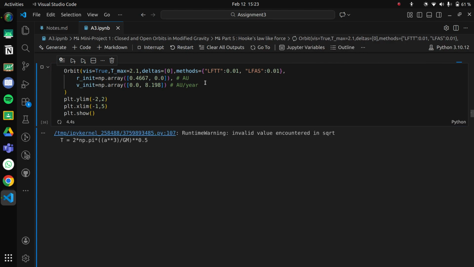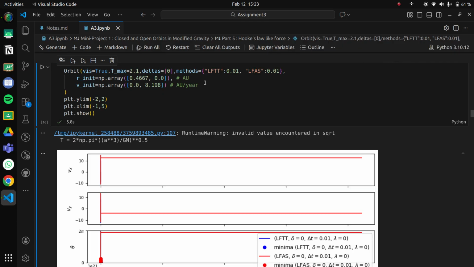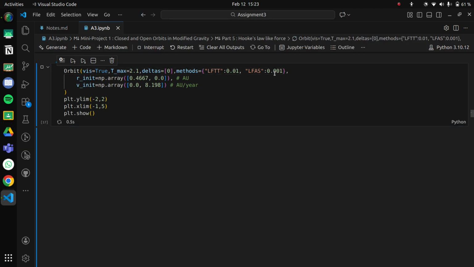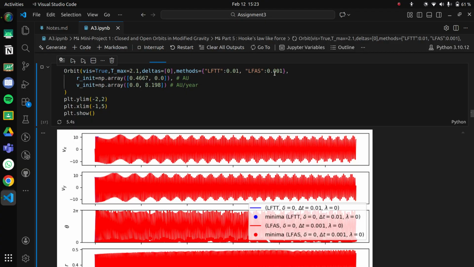Once again, invalid value encountered in square root. What's going on? Okay, apparently that wasn't sufficient, so I'm just gonna go like this, I guess. Come on, run. What the hell just happened? I guess it's time transform, but man, it just blew up, didn't it? It did. Interesting. Actually, I think I've changed it a bit too much.